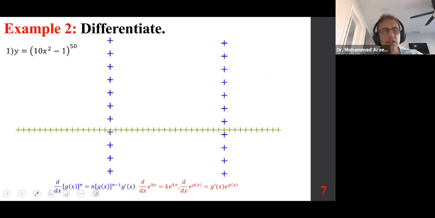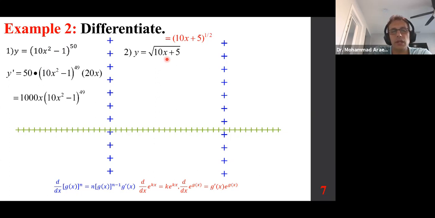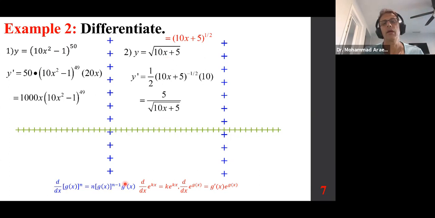Sometimes it's not as easy. In this case, you're looking at the extended power rule. 50 sits in front. You change the exponent to 49, and then by the chain rule, we need g prime, the derivative of the inside, 20x, and the rest is algebra. In this case, if you rewrite that using your algebraic techniques, you repeat the process of using the extended power rule. And simplification is your algebraic techniques.